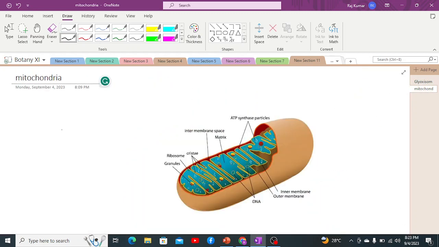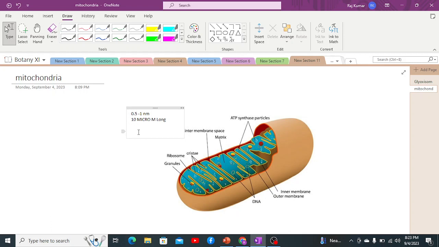After which we are moving forward to mitochondria. That's the basic intro. First of all, what's its size? Its diameter is around 0.5 to 1 micrometer. On the other hand, it is 10 micrometer long.